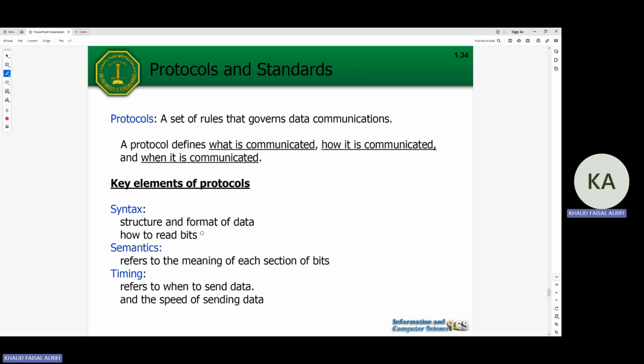Protocols and standards. As we said before, protocols are a set of rules that govern data communications. A protocol defines what is communicated, how it's communicated, and when it's communicated. The key elements of a protocol are, of course, the syntax, the structure and format of the data, how to read bits, since there are different rules of reading bits. Semantics means the meaning of each section of bits. And of course, timing, which refers to when to send the data and the speed of sending the data.